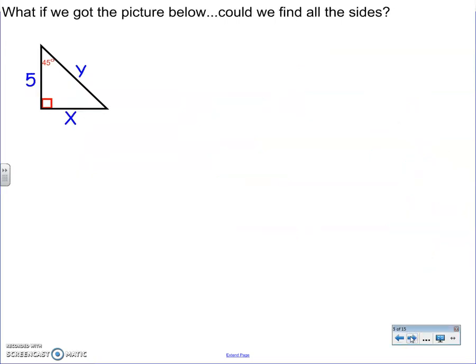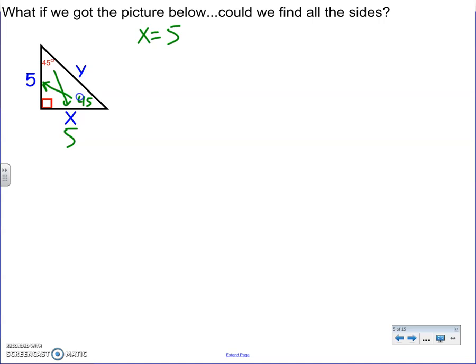I don't know, what if we got this picture below? Can we find all the sides? It says one side's 5, the other side's x, the other side's y. We just see a 90-degree angle, and we see a 45-degree angle. So you have to think of triangle sum. Remember, triangle inside angles, all three add to 180. So one's 90 and another one's 45, then this other one's also 45. Now we have two equal angles, so we have two equal sides. If 45 goes with 5, then this other 45 must also go with 5. So we know, first off, x equals 5.